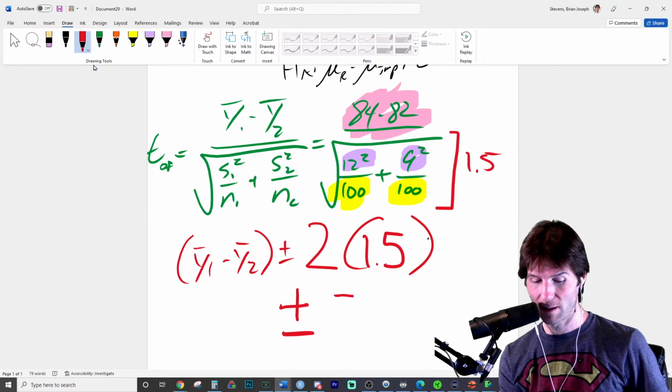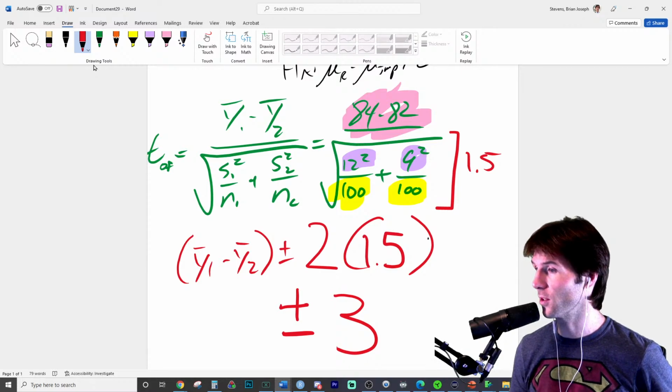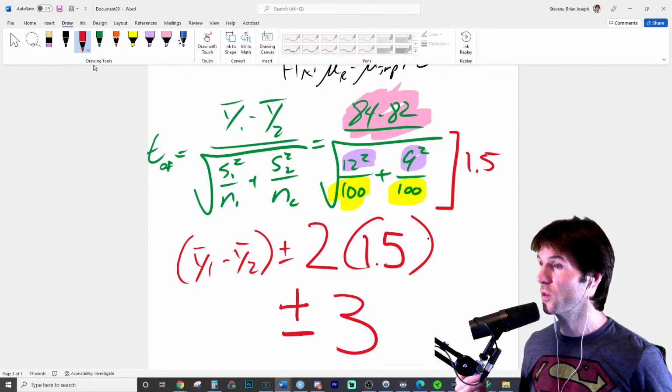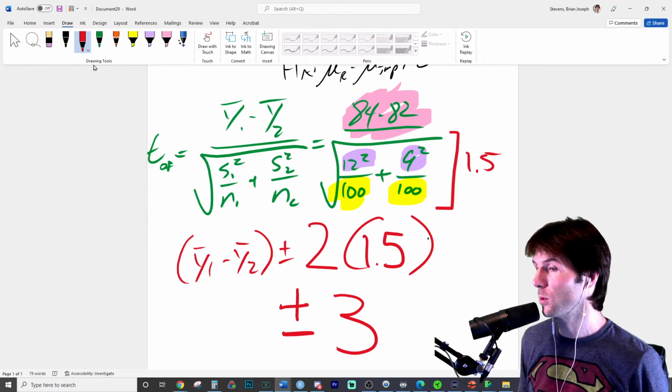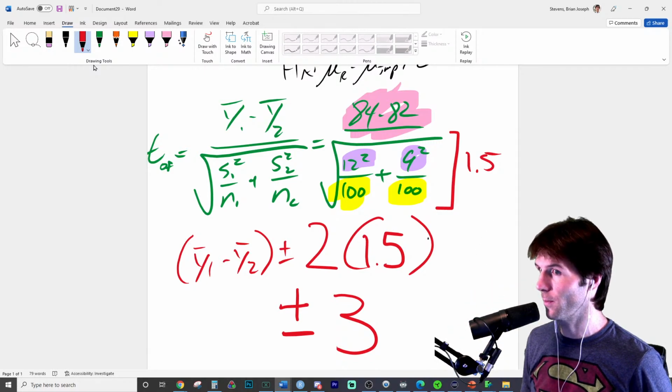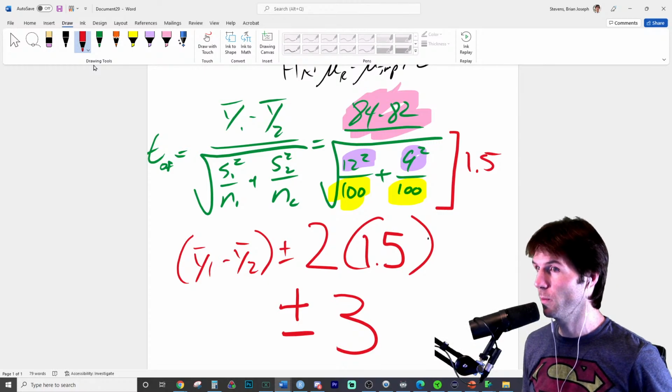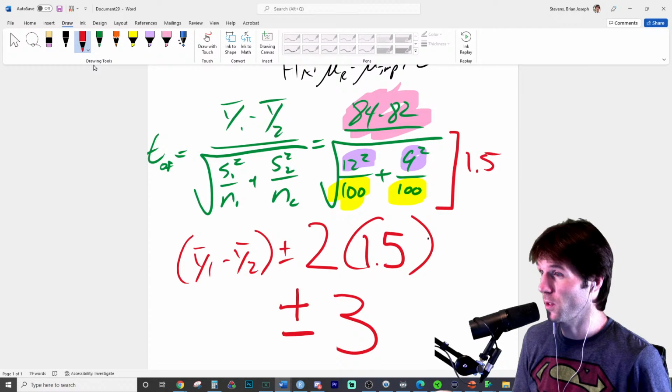3. That's it. There's the margin of error, just that last portion, everything after the plus or minus. And then what was the difference we observed between the two means, up there in the pink? The difference between the two means is what mathematically? That's going to be our estimate of the true difference.